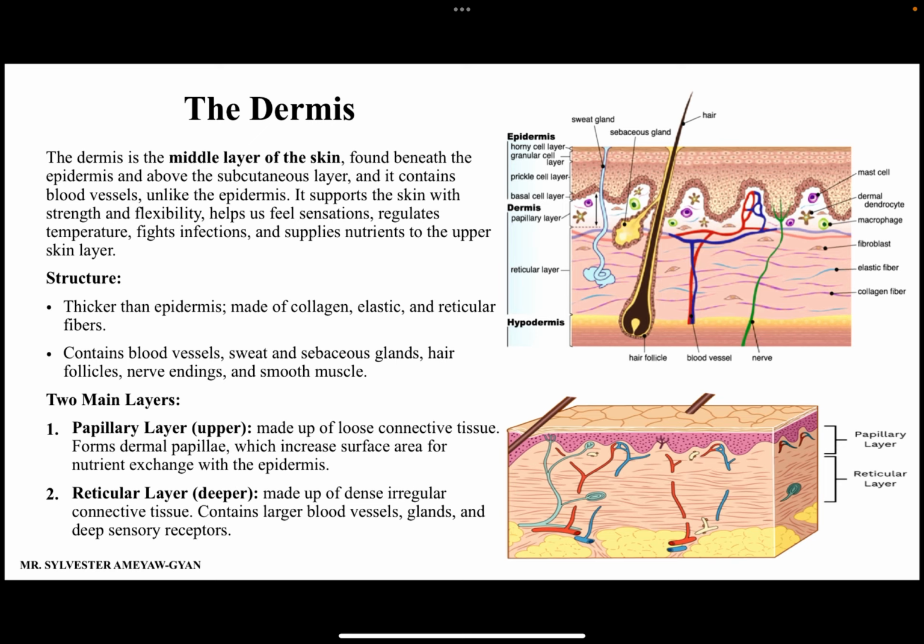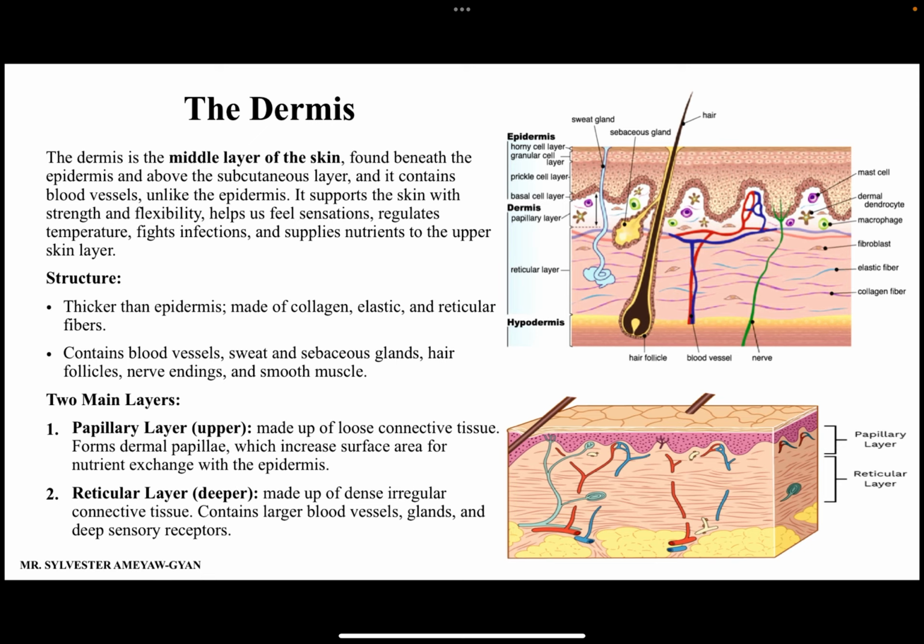So the dermis is basically the middle layer of the skin, found beneath the epidermis and above the subcutaneous layer. It contains blood vessels, unlike the epidermis, and it supports the skin with strength and flexibility. It helps us to feel sensations, regulates body temperature, fights infections, and supplies nutrients to the upper skin layers. It is thicker than the epidermis and made up of collagen, elastic, and reticular fibers. Understand that the dermis contains a lot of blood vessels.